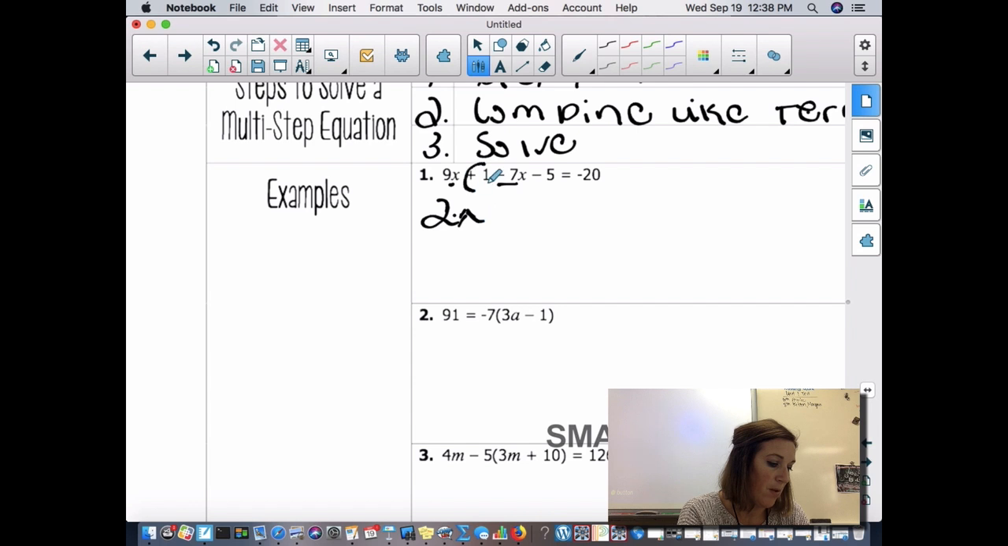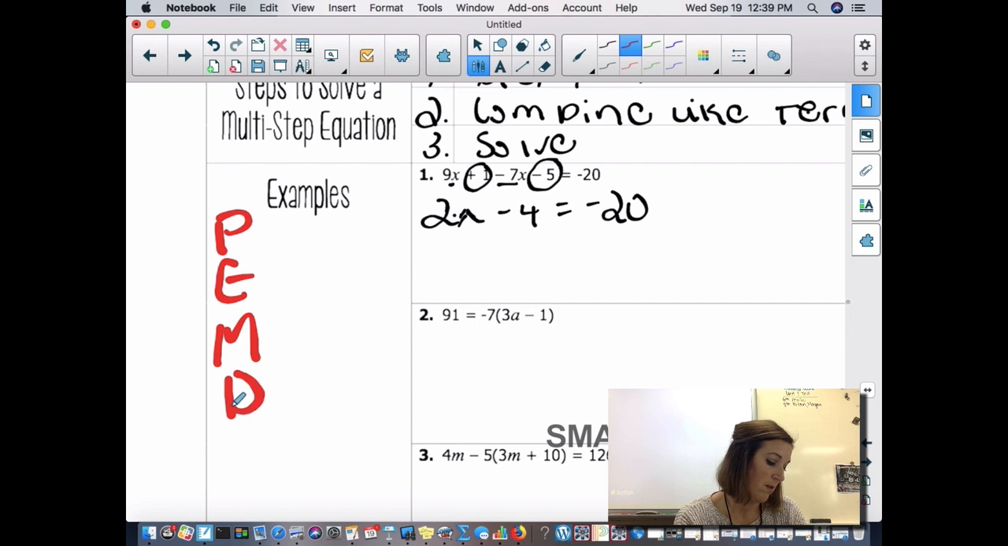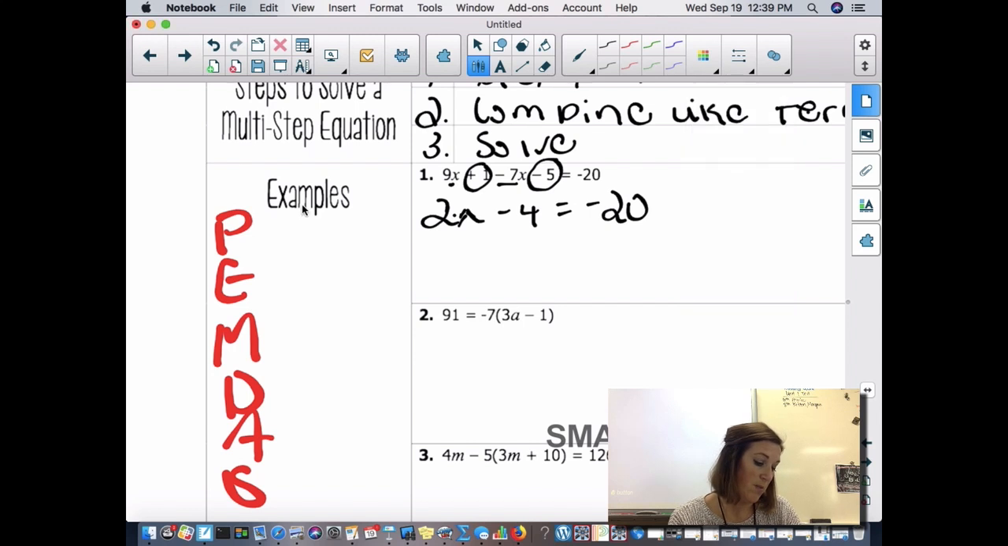I have a plus 1 and a minus 5. I combine that, that makes a minus 4. And then I have equals negative 20. Okay, so now we're to a two-step problem. For a two-step problem, we do the order of operations in reverse. Okay, so before we started with parentheses, but now we're going to start with add, subtract. So I have a minus 4, so the opposite is plus 4.